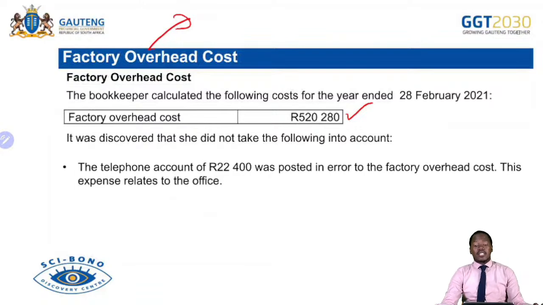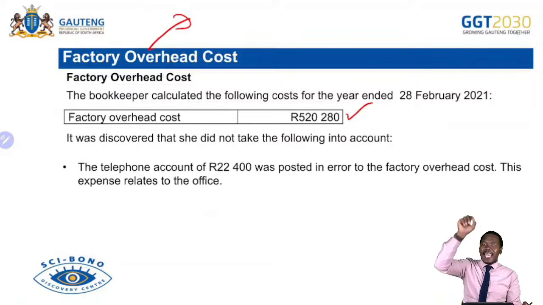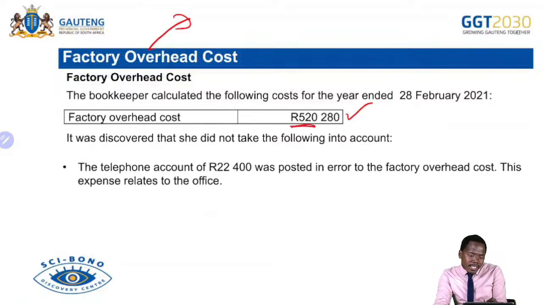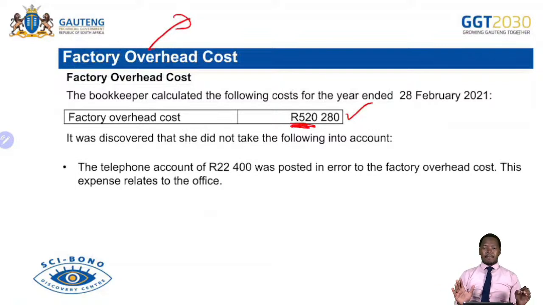Now, it was discovered that she did not take the following into account. First item that he did not consider when calculating the 520,000 was the telephone account. What are they saying about the telephone account? Let us read together now, grade 12. The telephone account of 22,400 was posted in error, meaning by mistake, to the factory overhead cost. We made a mistake, grade 12. We were not supposed to post it there, meaning it was added. Meaning on the 520, grade 12, there is 22,400. That was not supposed to be there. Now, where are we supposed to put this amount, grade 12?